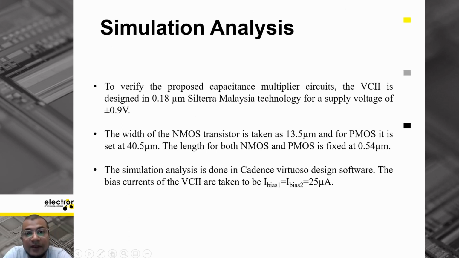Now we have tested and verified these capacitance simulators on Cadence Virtuoso using 0.18 micrometer technology from Silterra, Malaysia. We have used a supply voltage of plus minus 0.9 volt. The width and length of the NMOS transistors are taken as 3.5 micrometer and 40.5 micrometer. And the bias current we have set at 25 microampere.